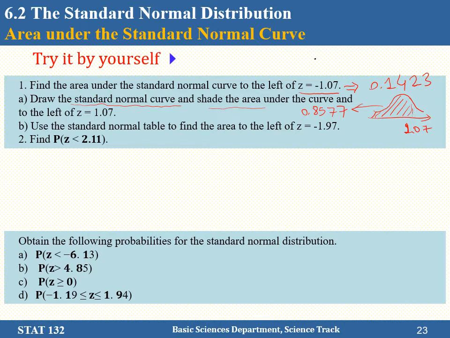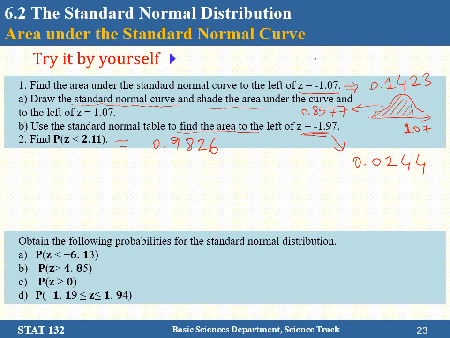Now use the standard normal table to find the area to the left of z equal to negative 1.97, and the answer is 0.0244. And for this one, if you use the table, the answer is 0.9826. And let's look at them.